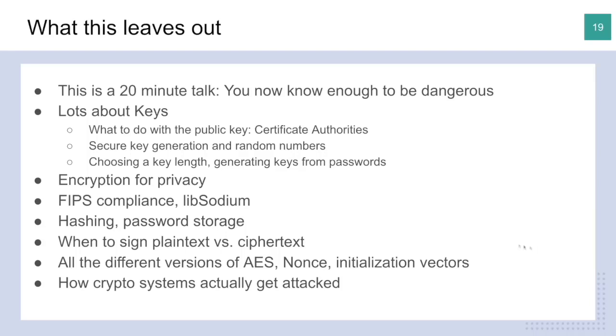The whole field of encryption for privacy is something we haven't talked about. FIPS compliance is really very important in some instances. libsodium is a great library that is not FIPS compliant, but it's really effective and it's really nice to use for developers. So definitely look that up if you don't have a FIPS compliance requirement. We haven't talked about hashing or password storage, when to sign plain text versus ciphertext, all the different versions of AES, nonces, initialization vectors, and how crypto systems actually get attacked. I'm just pointing this out as a short talk that goes over some of the basics and hopefully gets you interested and excited in learning how to put crypto into your system and learning more about all these other areas so that you can really cover all of your bases.